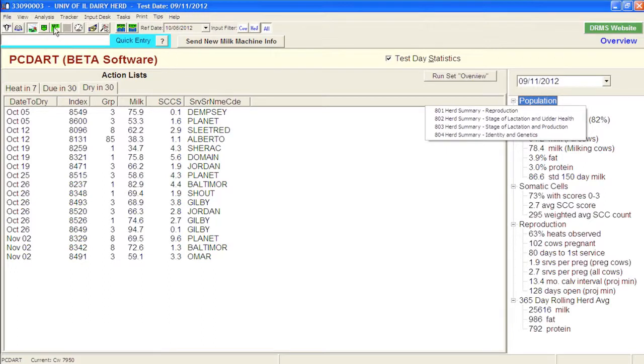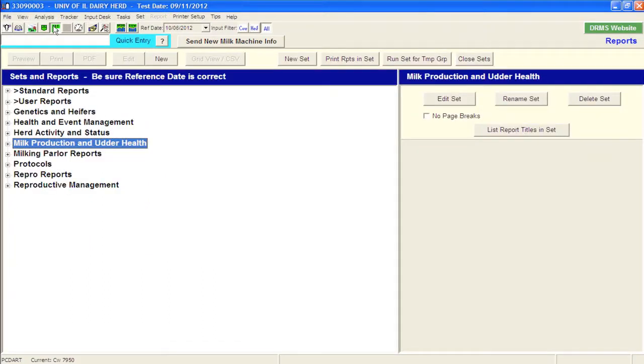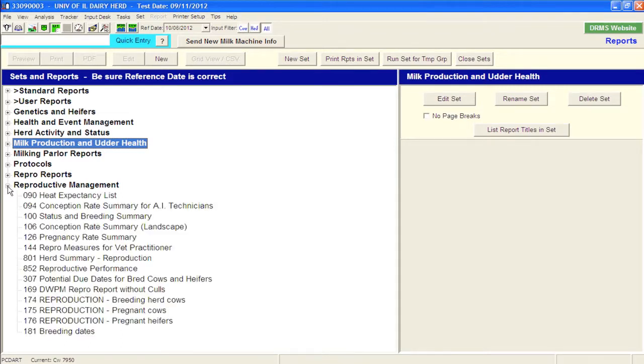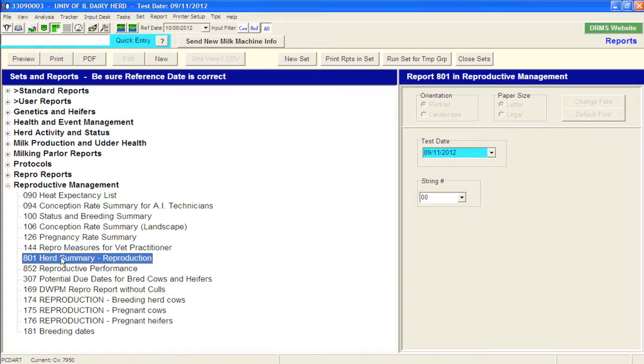The third place we can find this reproductive information is on the Reports tab, and then under a tab set of reports called Reproductive Management. And here you'll find an 801 herd summary report. Now, you'll also see that I have several different other reports added into my report set. And that's a nice feature you can have to organize your reports so you can find anything that's related to reproductive management. So again, the first place I start on reproductive management is this 801 herd summary.